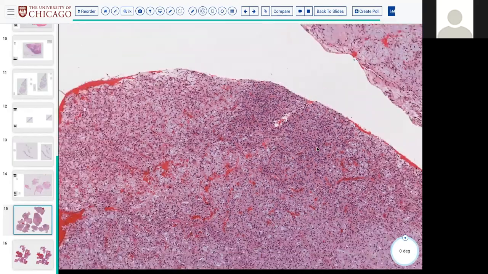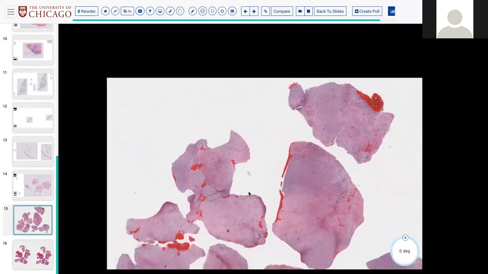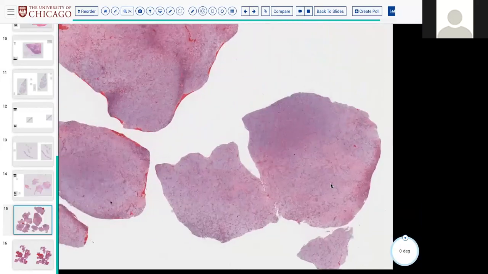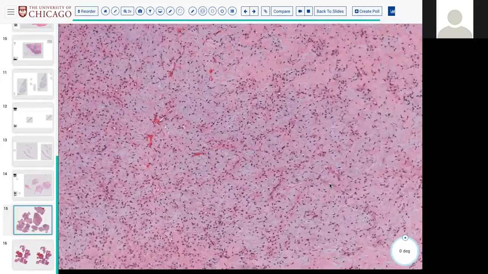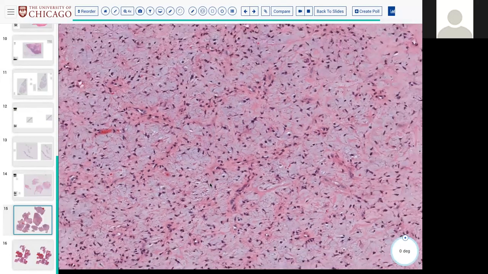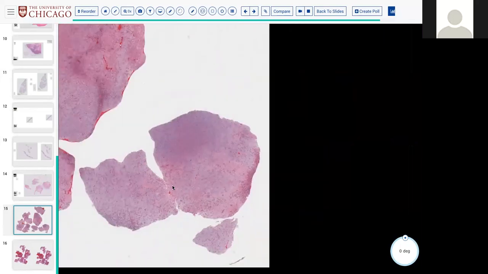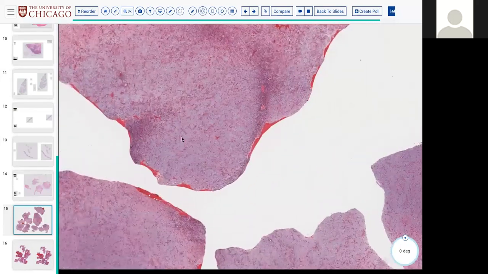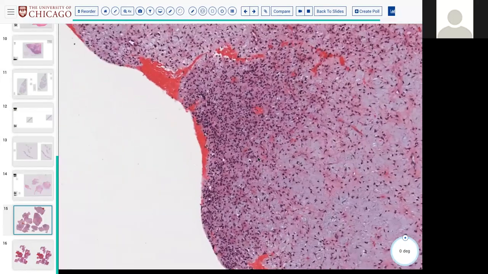Would you classify this as like a small round blue cell tumor? Yeah, because there are some areas that are small round blue celly, but I don't know if that's like the predominant feature. Yeah, the predominant feature, maybe it's like starting to de-differentiate to like a small round blue cell at the edges or something.